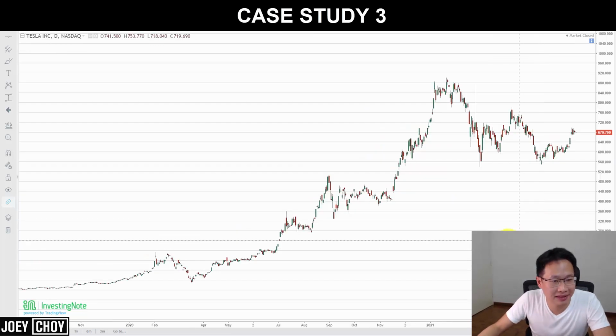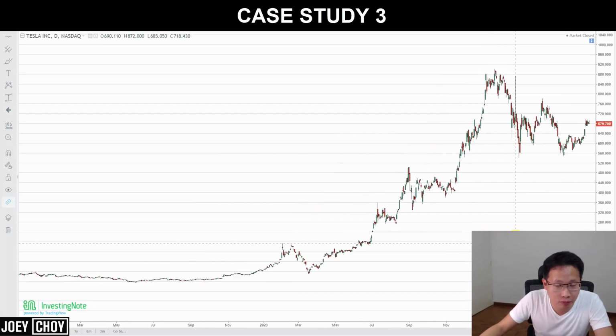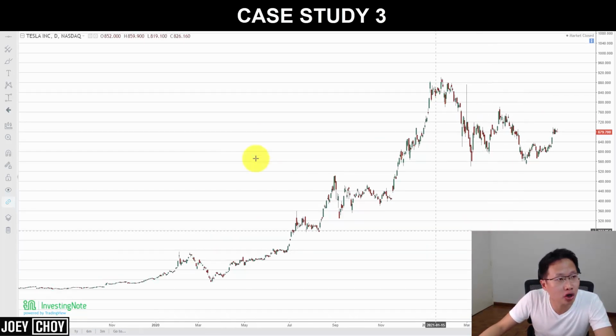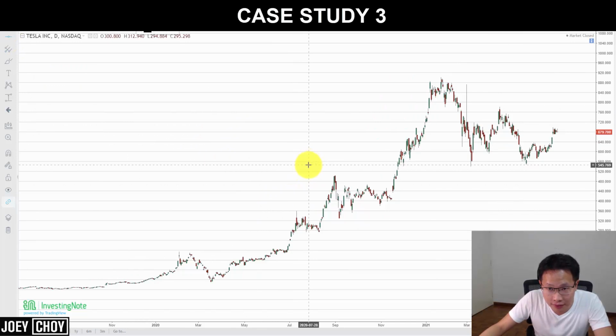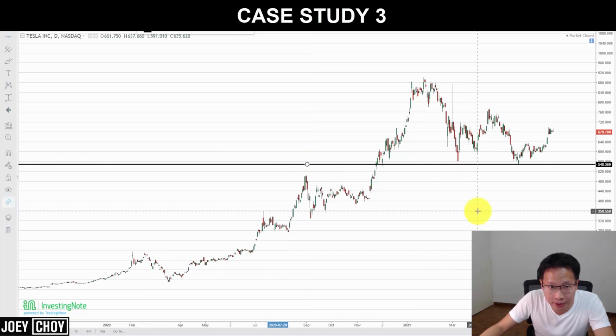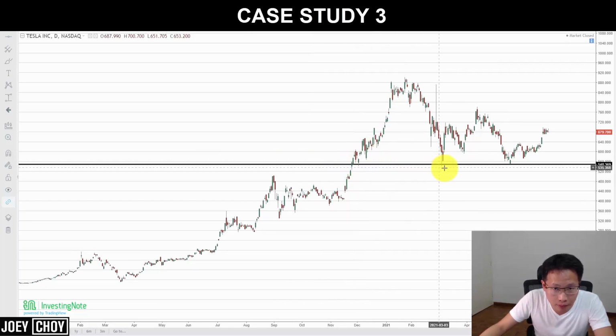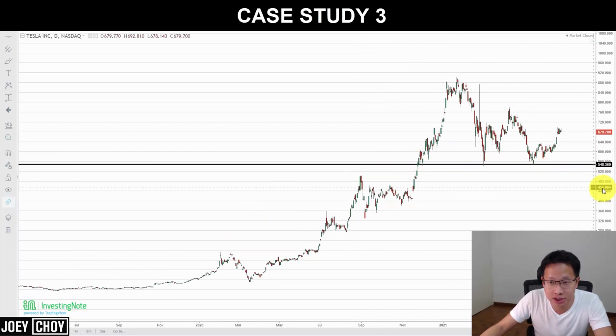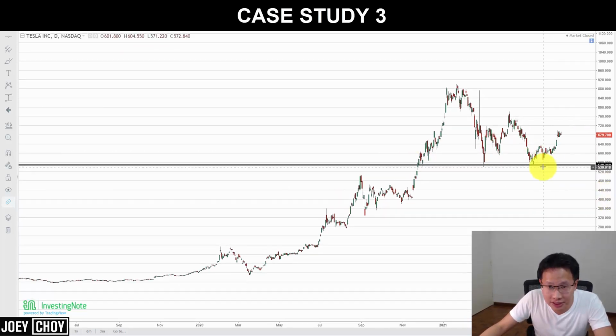Okay, another case study, Tesla right here. Let's see if we can draw some good support and resistance lines. Some of them are really obvious, like this right over here. You can see this is around that 550, 560 level. We definitely can draw one line right here. You can see this is a bit of a support, rebounded. We kind of sold down, rebounded. This would definitely be a support level around the 550, 560 mark. You can see this is where we can draw one line.